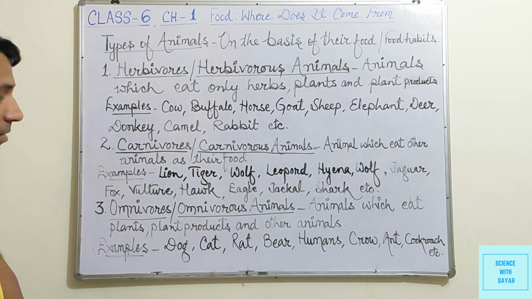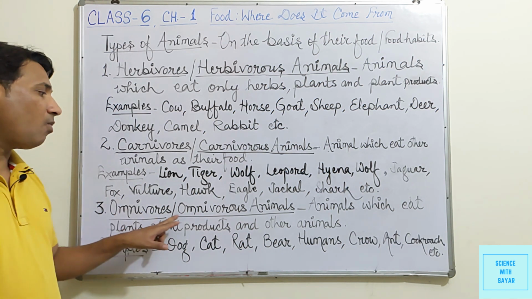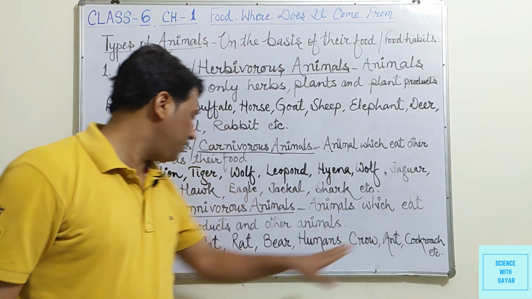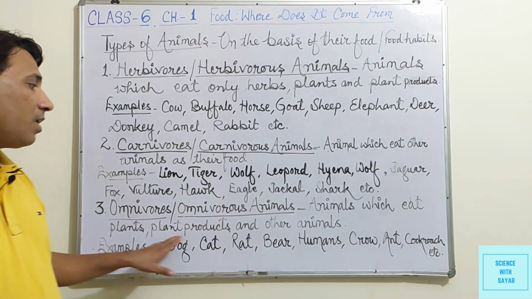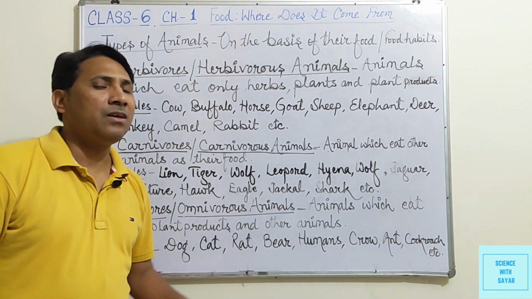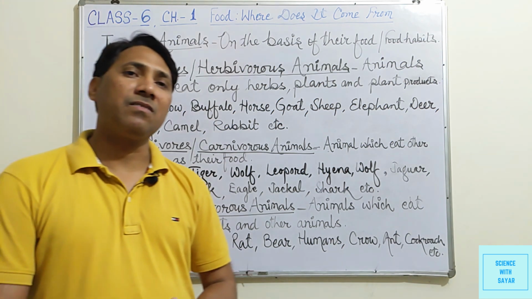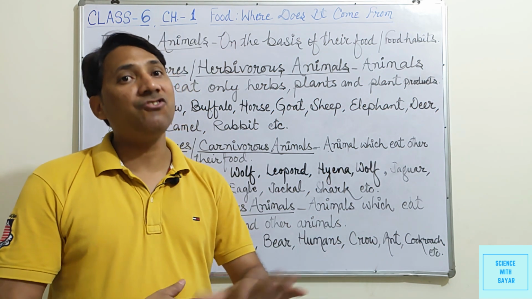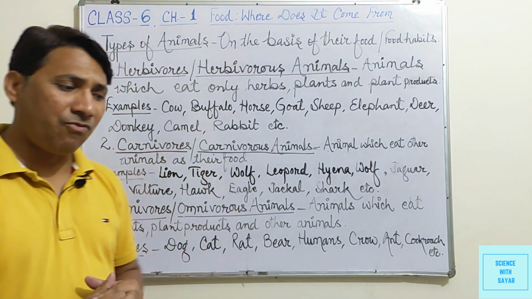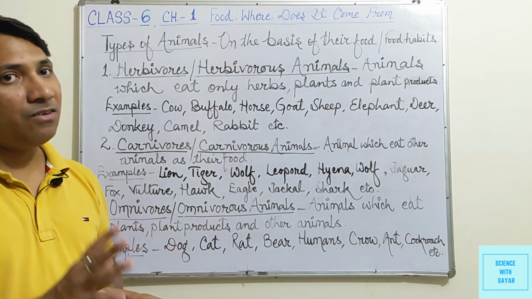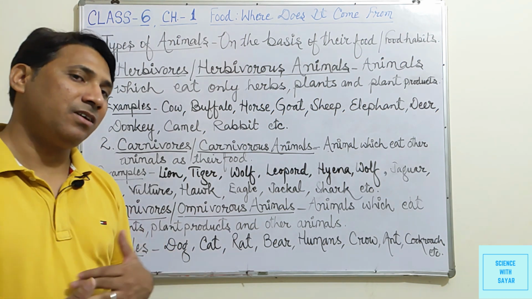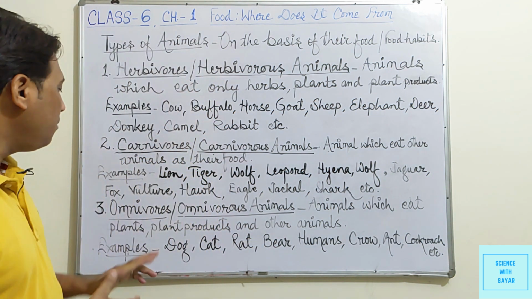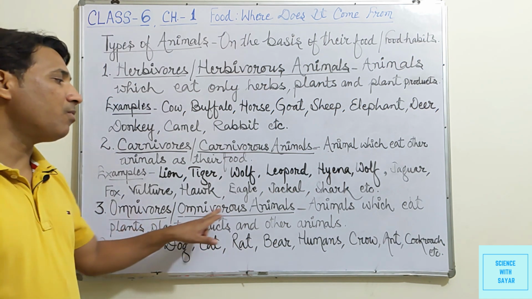Third type of animals is omnivores or omnivorous animals. These are the animals which eat plants, plant products and other animals. It means these are the animals which eat both the things, plants as well as animals. They take their food from the plants and from the animals also. So this type of animals are known as omnivores or omnivorous animals.